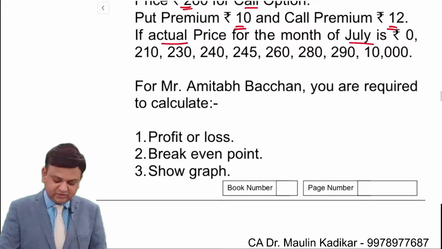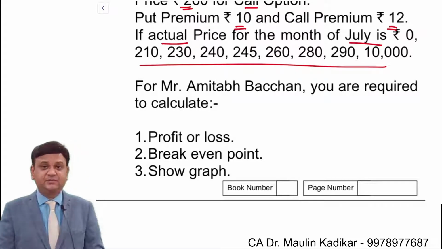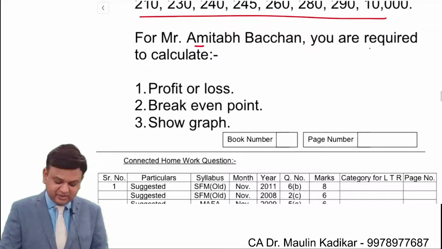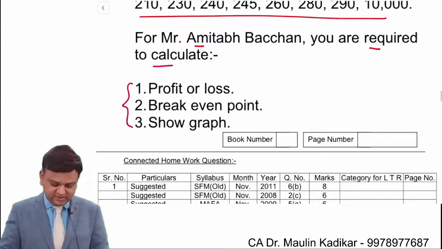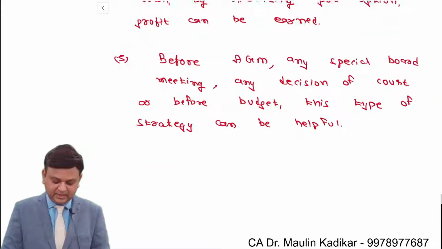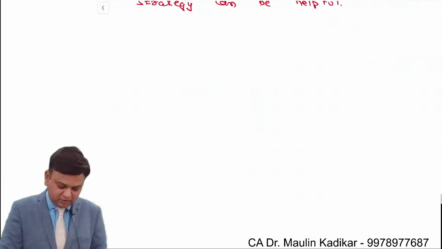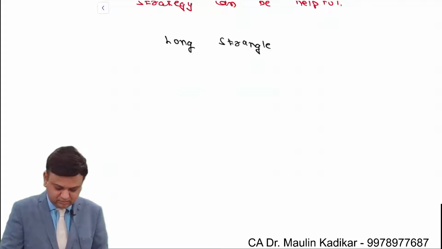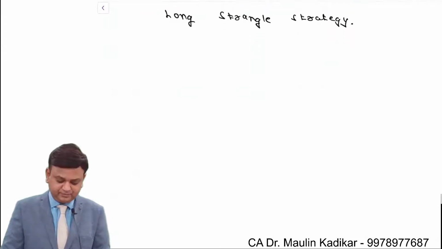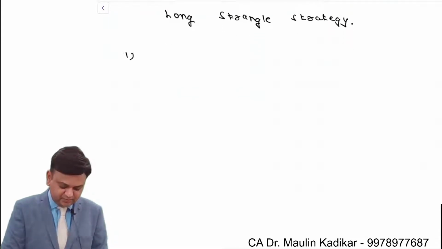The actual prices for the month of July have been provided to us. For Mr. Amitabh Bacchan, you are required to take these three answers. Please write the heading: long strangle strategy. Full stop. In that, write down the first point.